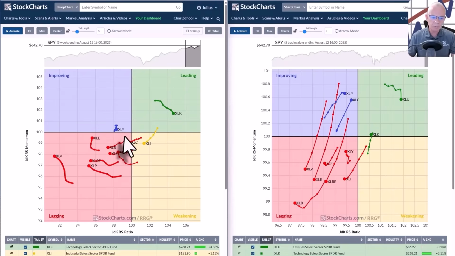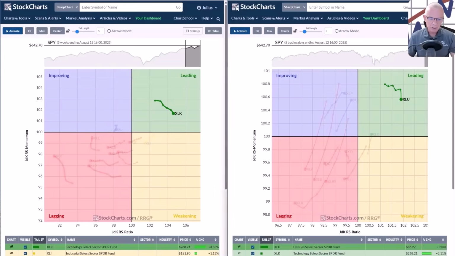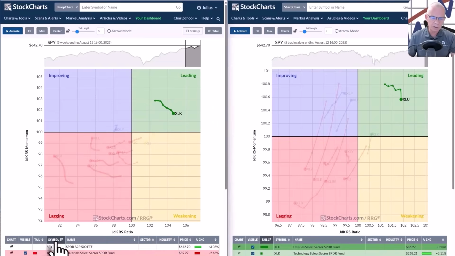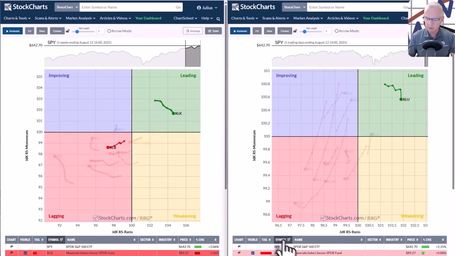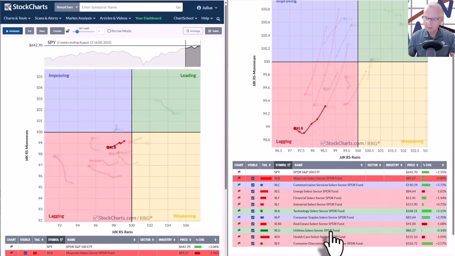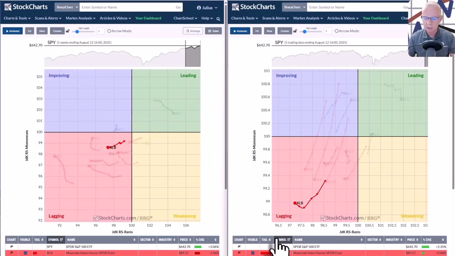Anyway, here's the weekly chart, and I am going to rank both of these charts on symbol, so I have them side by side, and I can then compare the two tails. So here is materials. Well, that's a pretty easy call. This is a sector that you don't want to be in right now, because the weekly is pushing further into the lagging quadrant, and on the daily it is inside lagging. It picked up for 2 days, but it's still a very low reading, both on the RS ratio scale as well as on the RS momentum scale. So materials, not a big fan.